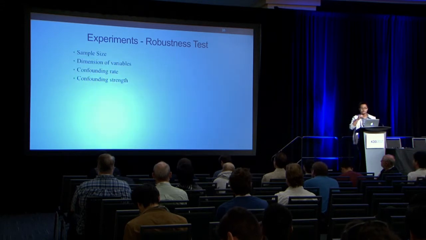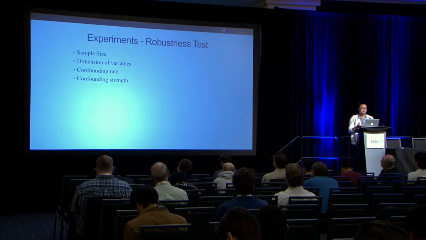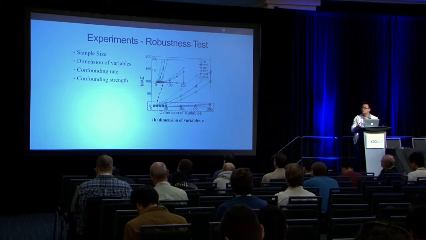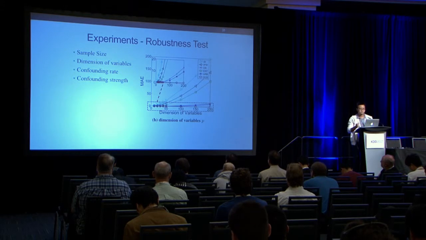Okay, to deeply show the robustness of our estimator, we vary the sample size, dimensional variables, confounding rates, and the confounding strengths for experiments. Here we show the results when varying the dimensional variables. The x-axis means the dimension of variables. The y-axis is the mean absolute error between the estimated and the real treatment effect.